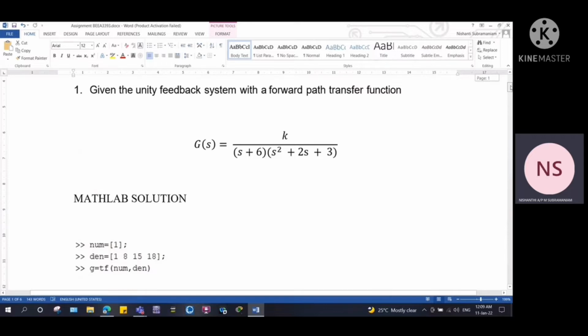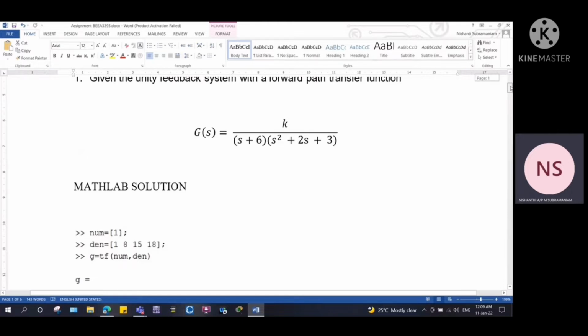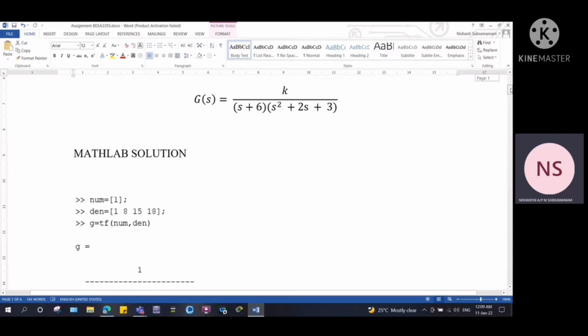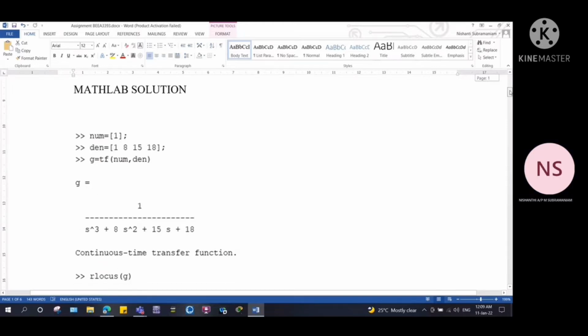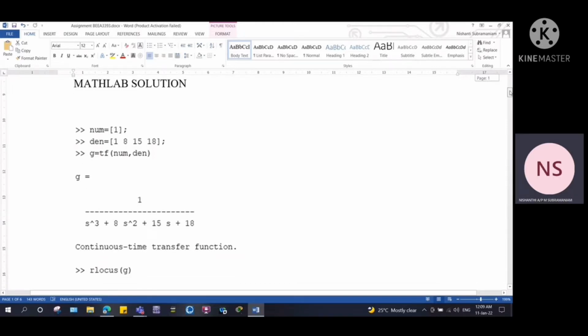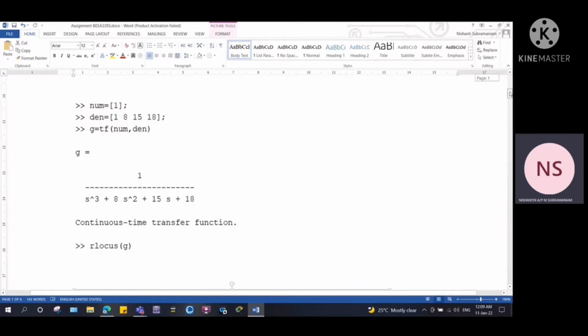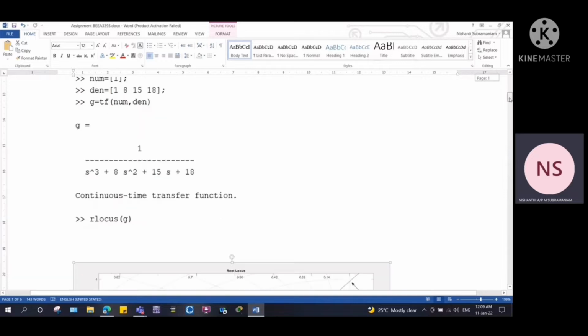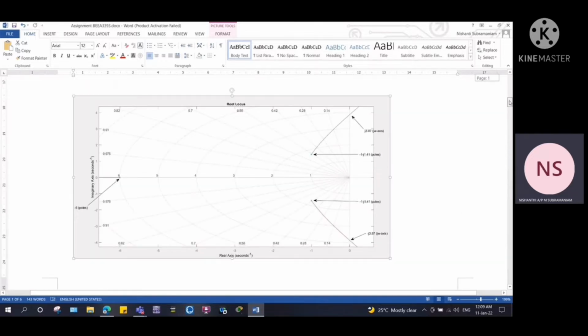Before I go to the manual calculation, I tried MATLAB for the graph, so I can compare the manual result and the MATLAB graph. First I show you the command window, and this is how I insert the denominator and numerator, and after that this is the graph that I get.